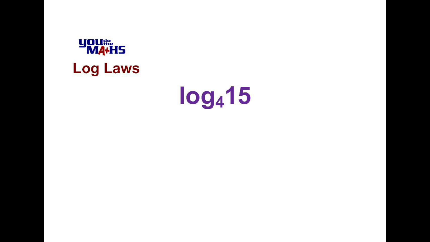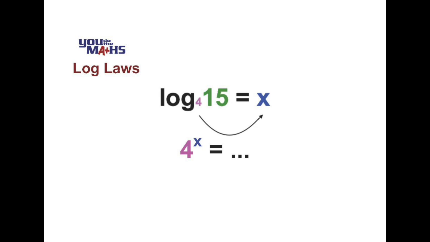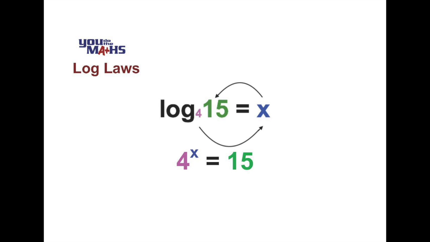In this case, we wish to change the log, which has a base of 4 at present, to a form that's easier for us to use. So we'll start by calling this log equal to x, and we'll rearrange it so it's in exponential form. Of course, our base in the log is 4, so our new expression becomes 4 to the power x, and continuing this loop around, we get 4 to the power x is equal to 15.